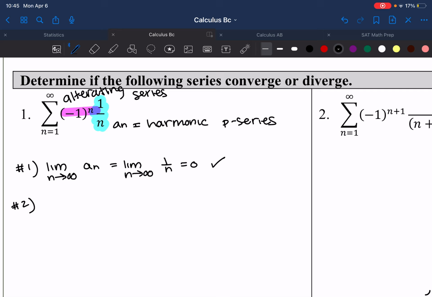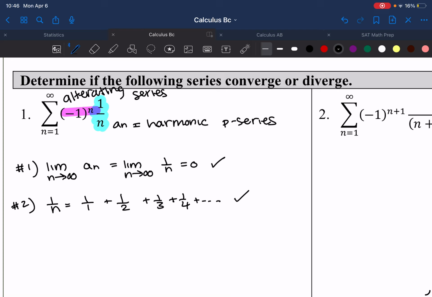Condition number 2, we need to check if a sub n is decreasing. And so one way to do this is the obvious way that they mentioned, and that is just plugging in one number at a time. So for example, for 1 over n, if we plug in 1, that would be 1 over 1. Then we can plug in 2, 1 over 2, then 1 over 3, then 1 over 4, and continue on forever. Notice that 1 all the way to 1/4 is decreasing. It's getting smaller. So since it's decreasing, that condition is met.